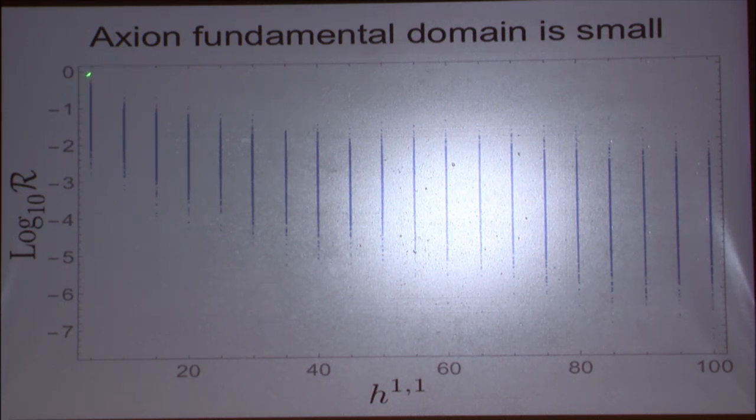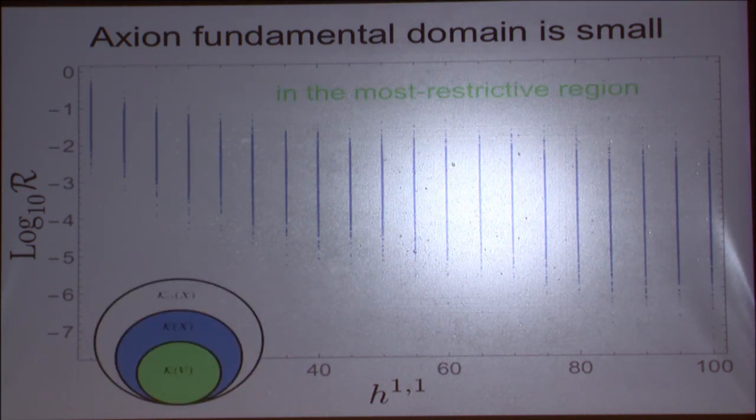So this is radius equals m Planck, reduced Planck mass. Yeah. And they're just small. This is in the most restrictive region in the Kähler cone. Actually, this is the place where my hesitation about whether I can really compute the Kähler cones correctly comes in.